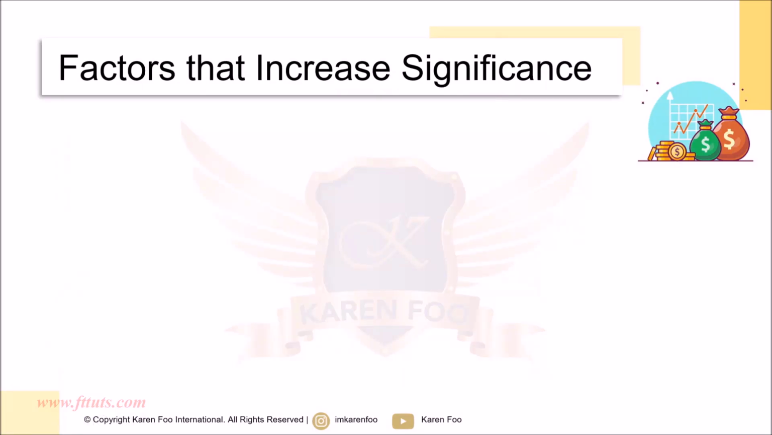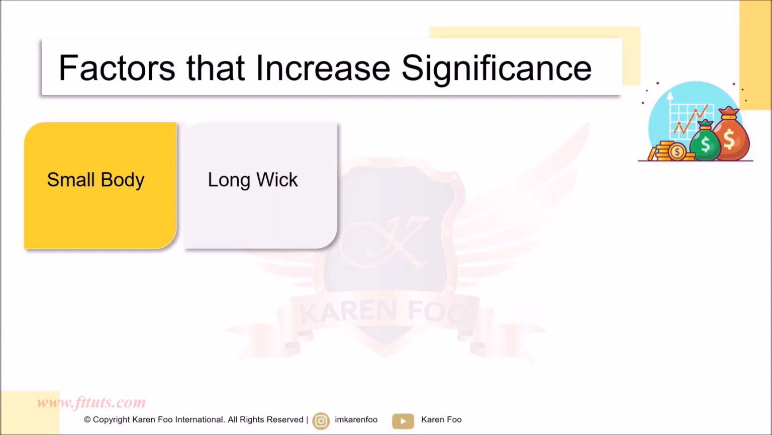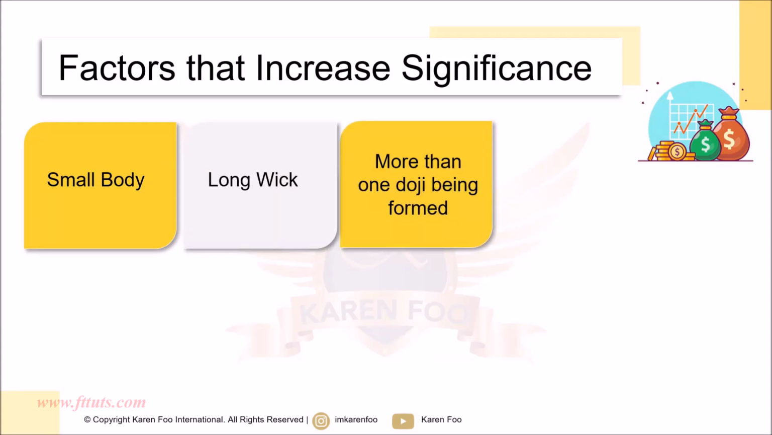So some of the factors that would increase the significance and strength of doji: small body, preferably just a straight line, meaning that the opening and closing price are the same. Like I said, long wick. And also, if more than one doji is being formed, let's say you see a triple doji consecutively, not separately but consecutively, then it increases the chances that a reversal is going to come.